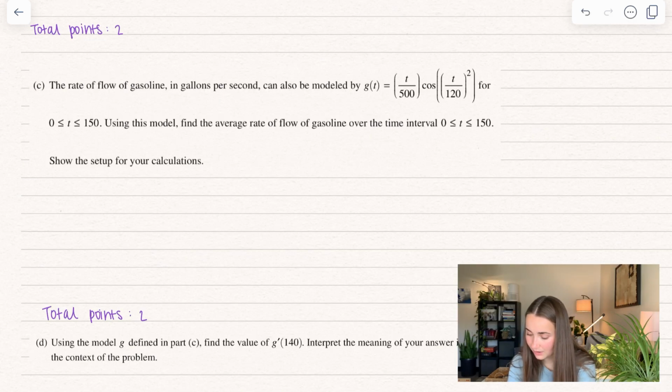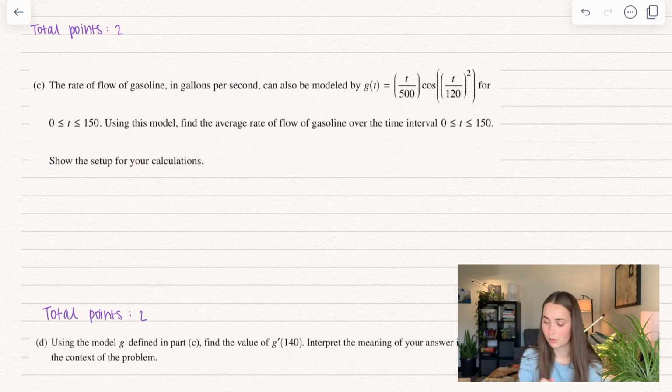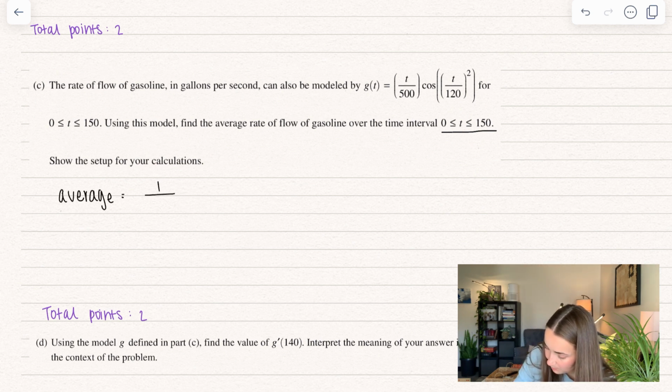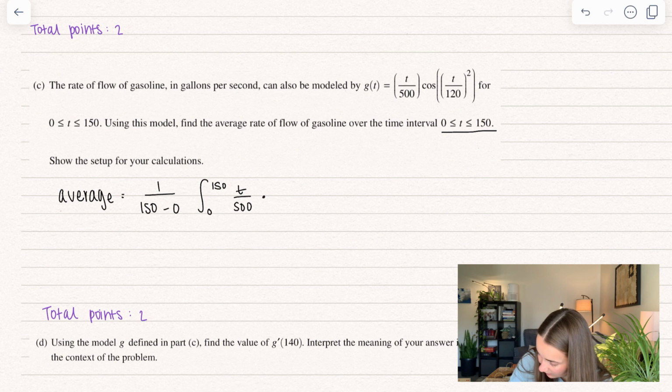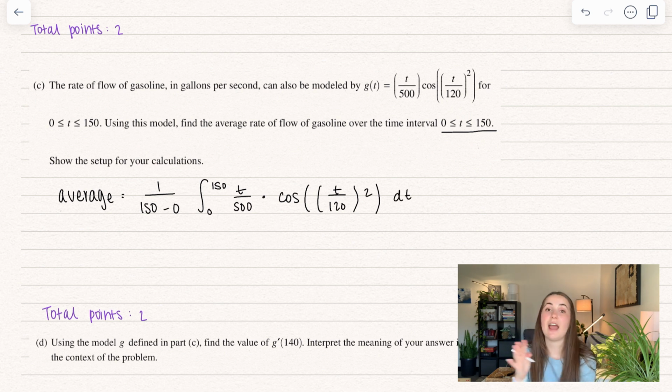Let's try part C. We have the rate of flow of gasoline in gallons per second can be modeled by that whole function right there, for t being between 0 and 150. Using this model, find the average rate of flow of gasoline over the time interval. So average rate is going to be equal to this. It's going to be 1 over b, which is 150, minus a, times the integral of a to b of our function. So that's going to be t divided by 500 multiplied by cosine of quantity t divided by 120 squared. And then don't forget that dt. So that is our average function, and we're going to go ahead and just use a calculator to figure out what that's equal to.